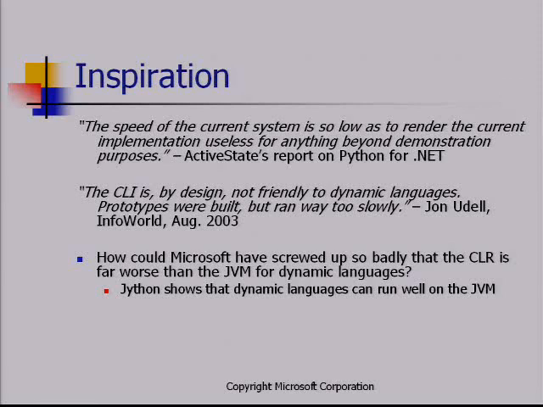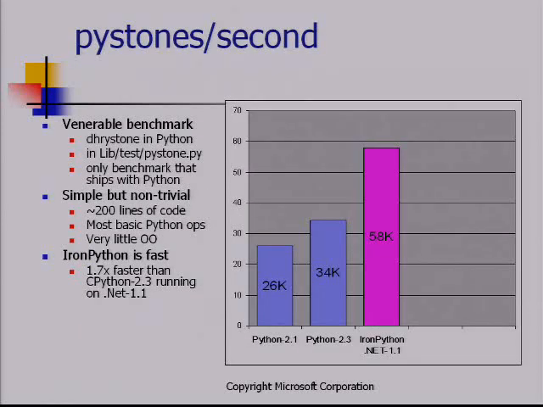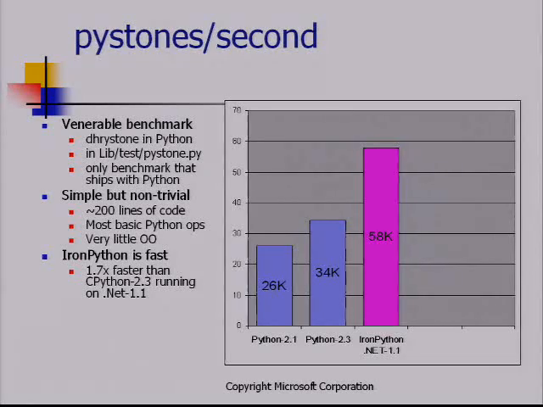So I decided to take a week, build a quick implementation of Python running on top of .NET, and write a short little pithy paper called Why .NET is a Horrible Platform for Dynamic Languages. So I took the week. I built a quick prototype implementation of Python. This was a little script that translated Python source code into C# source code. And what I found was it was unfortunately fast.